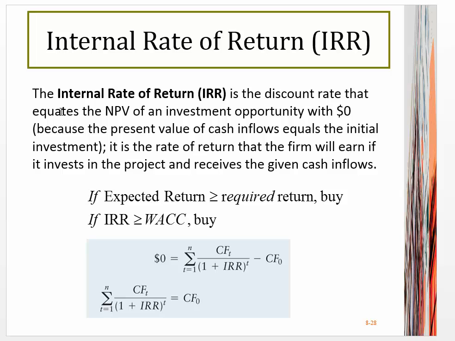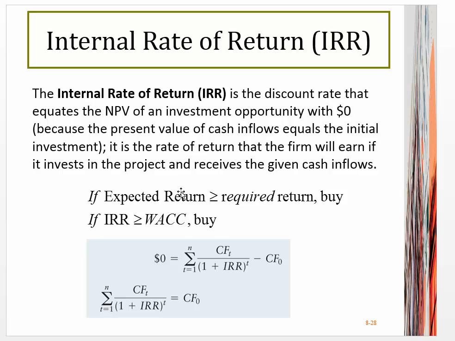Again, it's the discount rate that makes net present value equal to 0. Where net present value would be equal to 0, that's the discount rate, that's the internal rate of return. It's the interest rate that the firm will earn if it invests in the project and actually gets all of these cash flows.